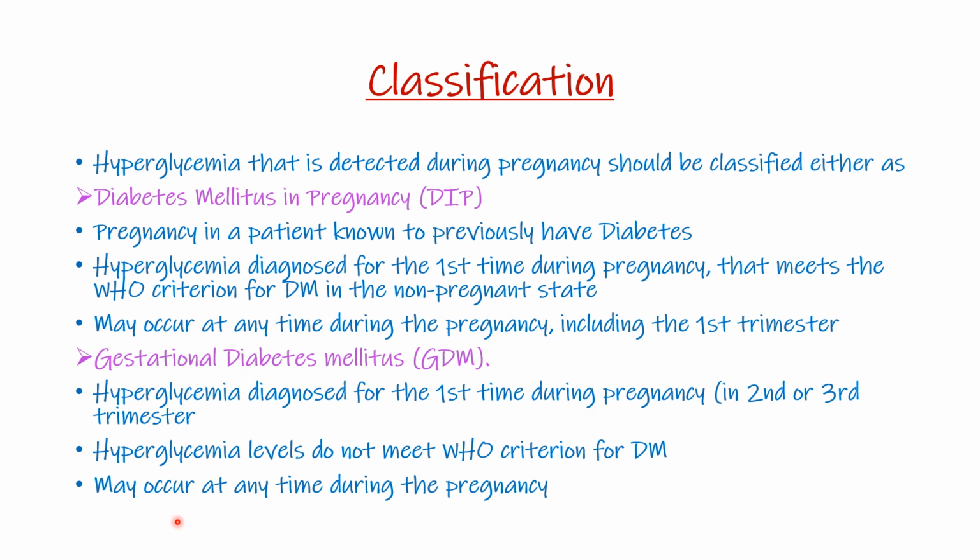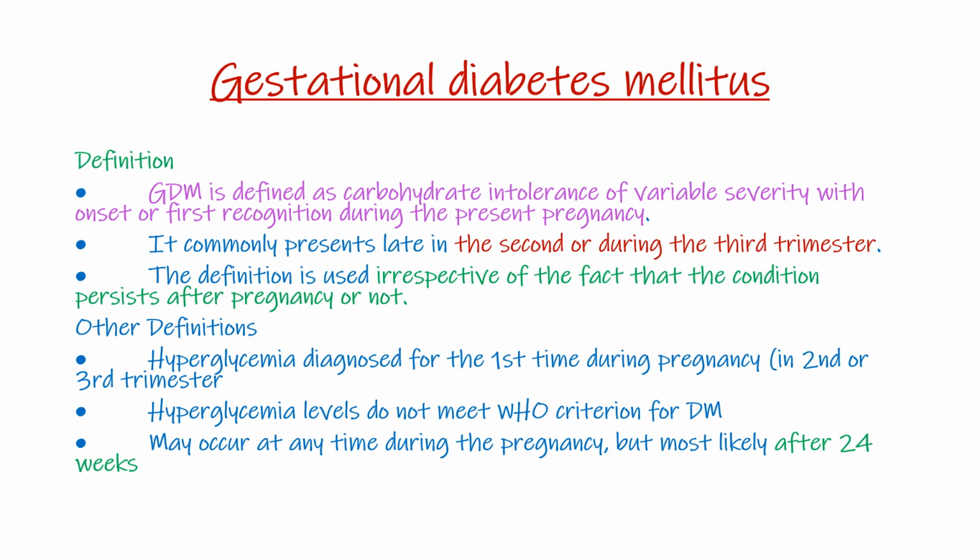But now the first difference is that diabetes mellitus in pregnancy is when this patient, even before pregnancy, already had diabetes, whereas gestational diabetes is when this is the first time that this patient is being diagnosed with diabetes. So gestational means pregnancy, diabetes mellitus means elevated blood glucose. So this is when we have diabetes mellitus which is first recognized in pregnancy. It was not previously there, and the definition is constant despite the fact that it may occur after pregnancy. So let's go through the notes.